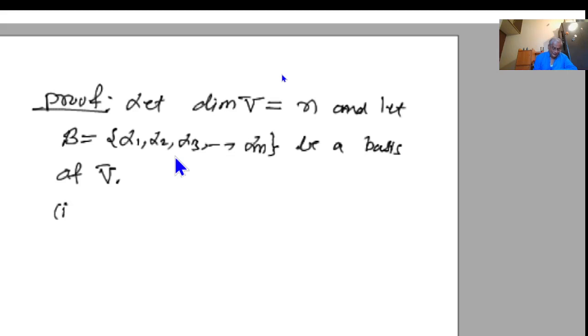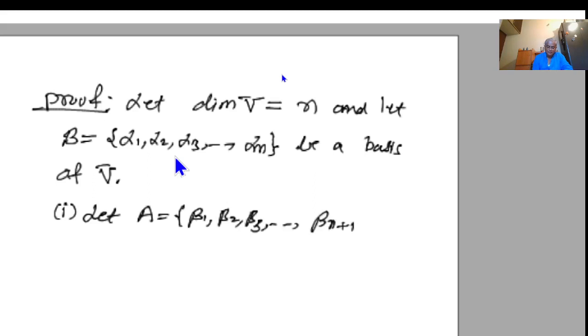Number one, what I have to prove? Any n plus 1 vectors are linearly dependent. So consider a set consisting of n plus 1 vectors and show that it is linearly dependent. Let's say A is equal to {beta 1, beta 2, beta 3, ..., beta n plus 1}. This is a set consisting of n plus 1 vectors.